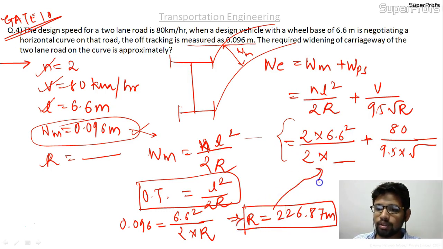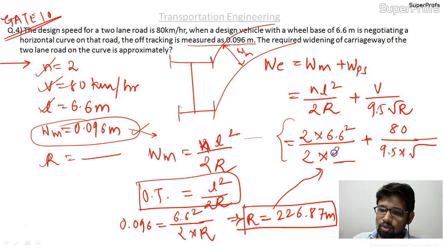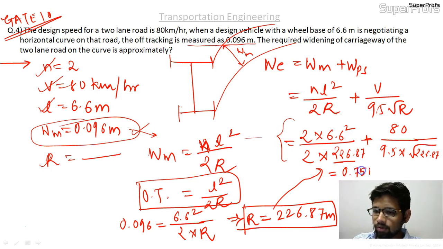Use this R value over here. Put R equal to 226.87, and here also 226.87. So the widening required comes out to be 0.7510 meters, which is option C. So this is what the GATE question was. And see guys, very simple. If you know the formula, you can easily do it.